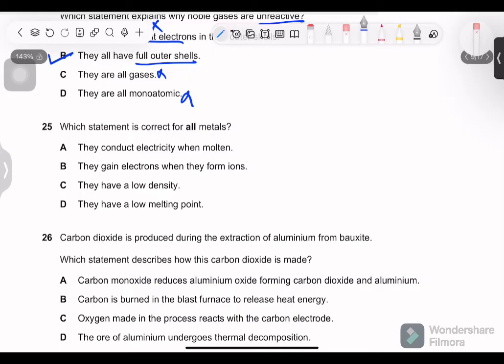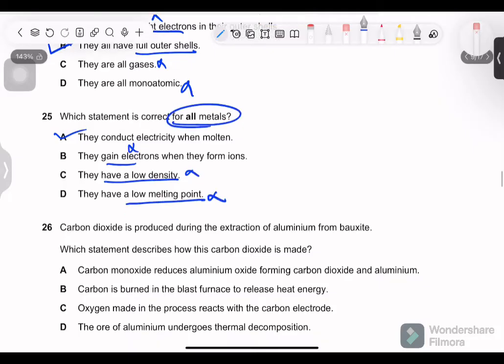Which statement is correct for all metals? Okay, they conduct electricity when molten. True, they conduct electricity when molten, solid, both. So this can be true. They gain electrons, no. When they form ions, they lose electrons. They have a low density, no. They have a low melting point, no. Because we are talking about all metals.